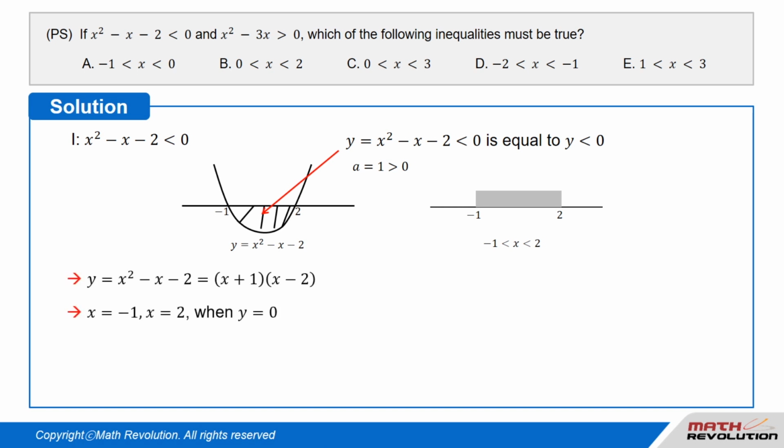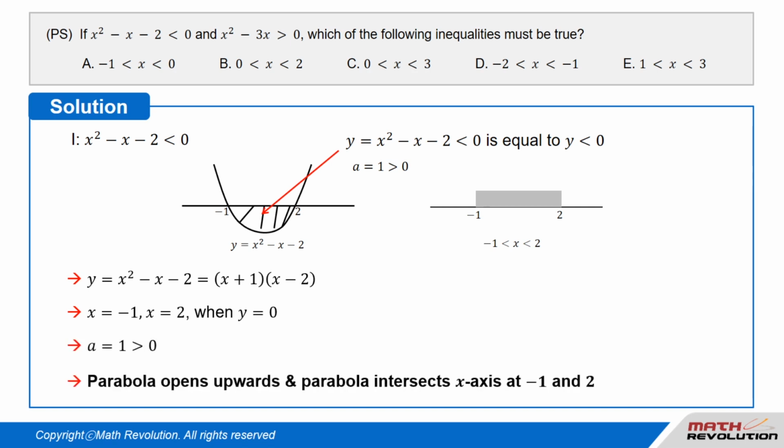The function y equals x squared minus x minus 2 equals whole of x plus 1 times whole of x minus 2 means that x is negative 1 and 2 when y equals 0. Now the above relation gives a equals 1, and since a is greater than 0, the parabola will open upwards. Also, the parabola will intersect the x-axis at negative 1 and 2.